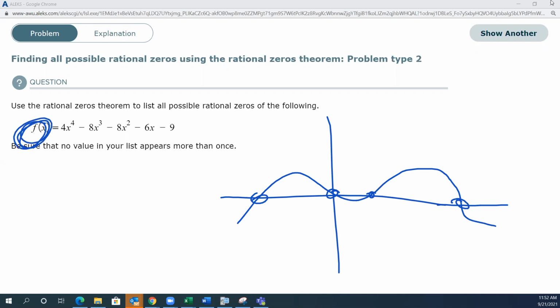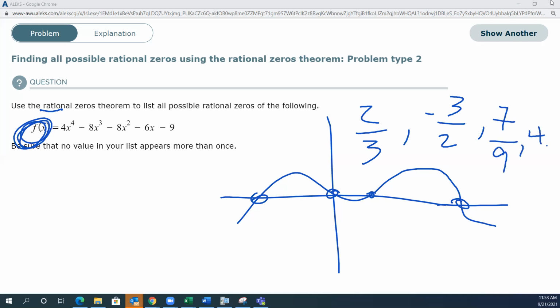Now we're talking not just about any x-intercepts, but the rational ones. Rational numbers are numbers that can be written as ratios, where the top and bottom of the fraction are integers. So things like 2/3 or -3 halves or 7/9 or 4/1, which is just 4. Those are rational numbers.